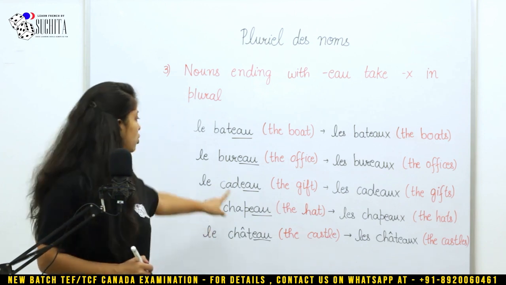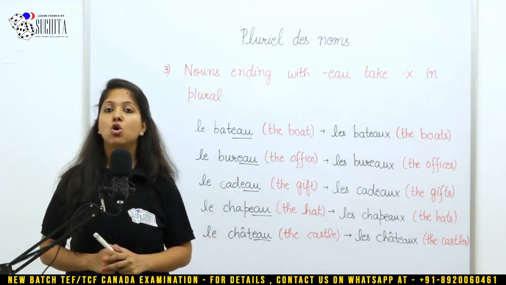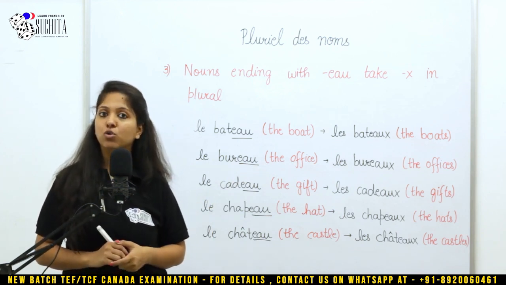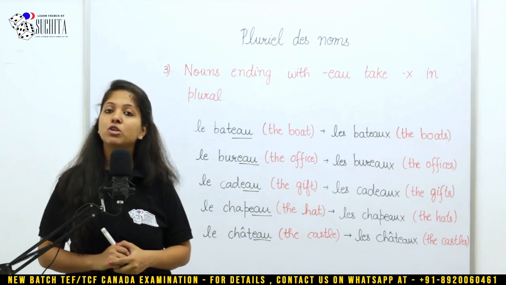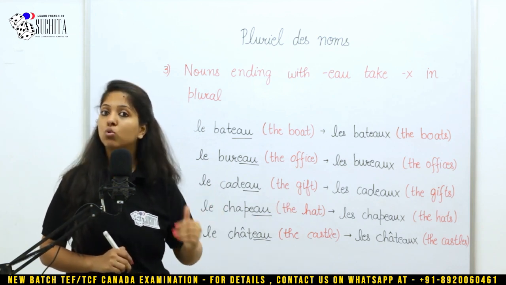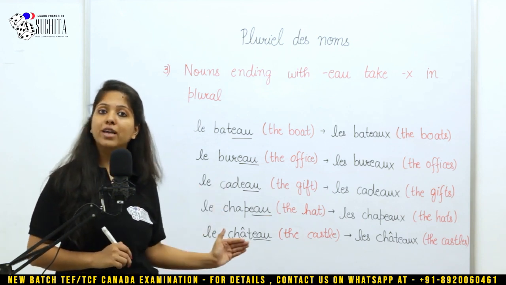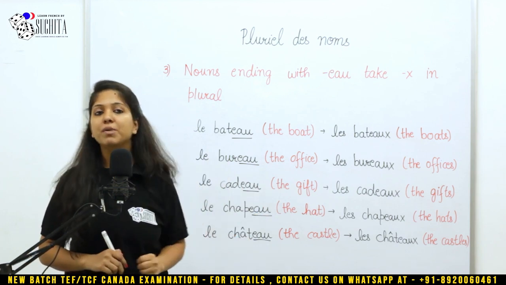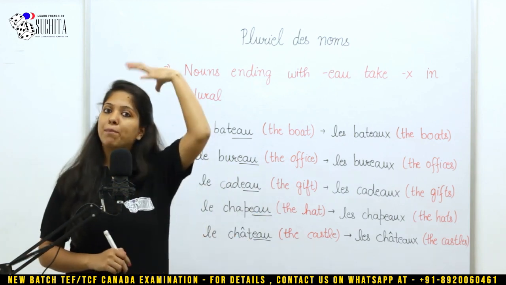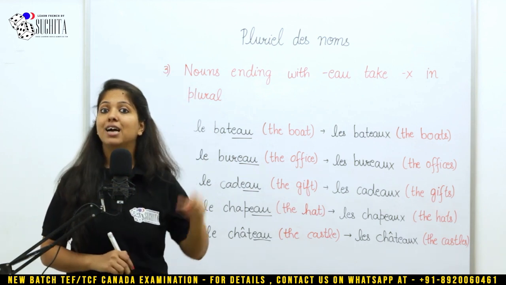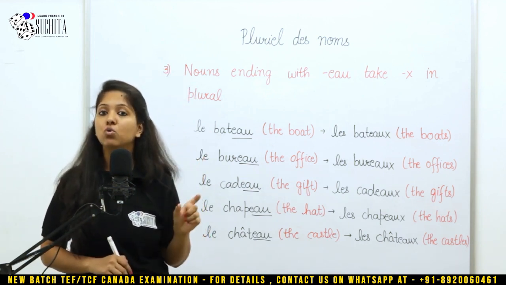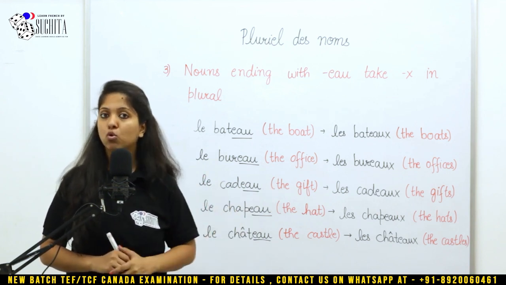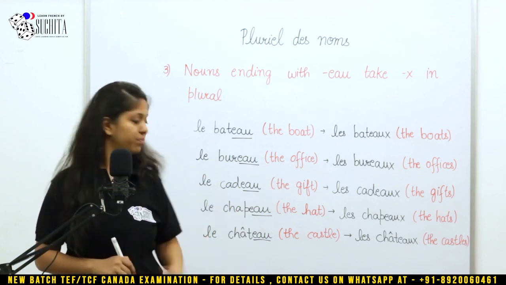Troisième exemple, le cadeau. Le cadeau, which means the gift. Again, it ends with the combination EAU. So in order to make it plural, you will put X. Les cadeaux. The pronunciation doesn't change. Le cadeau, les cadeaux, which means the gifts. Quatrième exemple, le chapeau. Le chapeau, which means the hat. Again, it ends with the combination EAU. So in order to make its plural, you will put an X. Les chapeaux, which means the hats.